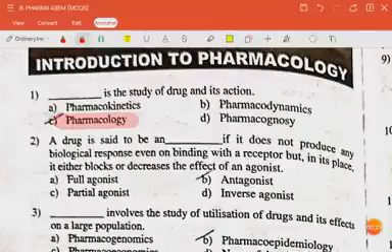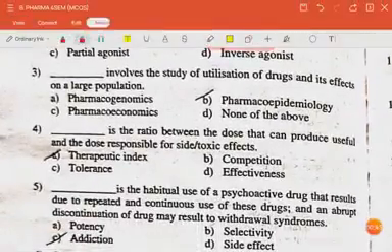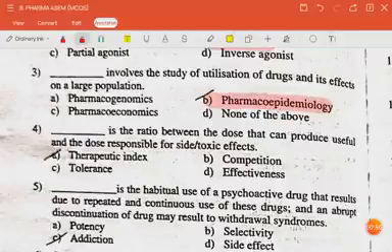The next question is, a drug is said to be a dash if it does not produce any biological response even on binding with the receptor, but in its place it either blocks or decreases the effect of an agonist. So the answer is antagonist. The next question is, dash involves the study of utilization of drug and its effects. The answer is pharmacoepidemiology. The next question is, dash is the ratio between the dose that can produce useful effect and the dose responsible for side or toxic effects. The answer is therapeutic index.